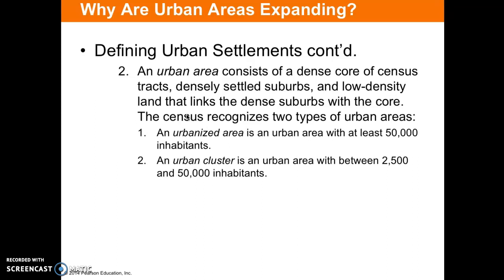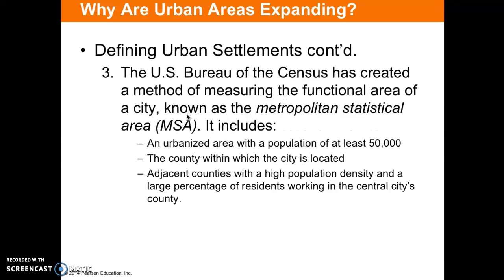So you have the city, like the city of West Palm Beach, and then you might have the urban area of West Palm Beach. Or even better, think of Miami. You've got Miami, and then around Miami, you've got your urban area. So an urbanized area is an urban area with at least 50,000 inhabitants, and an urban cluster is an urban area with between 2,500 and 50,000 inhabitants. So an urban cluster is a little bit smaller, but an urbanized area is much larger. An urbanized area in Miami would include the city of Miami, plus all the surrounding suburbs.